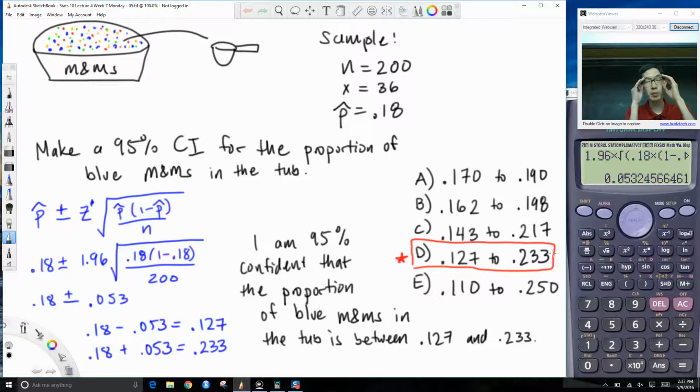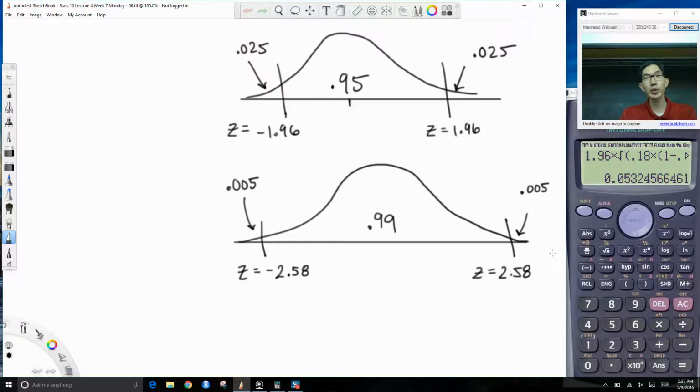If I want to be more confident that my interval manages to get the true value of p in there, should I make my interval wider or should I make it more narrow? What do you guys think? Wider or more narrow? We would want to make it wider, right? If we want to make sure we capture the true value of p, we want to cast a larger net, and we would make a wider interval, right?